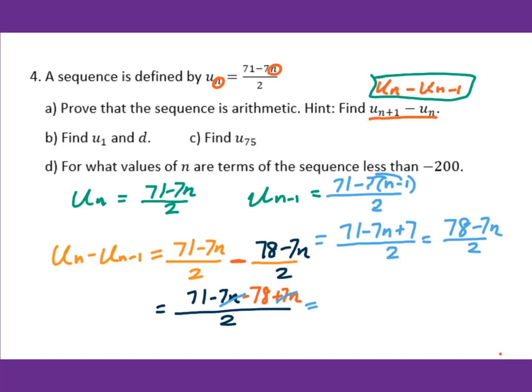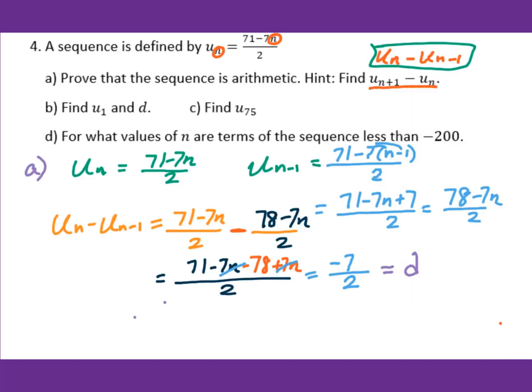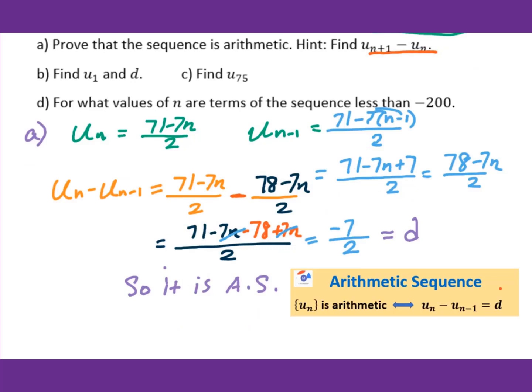Combine like terms, you will get negative 7 over 2. Since this is a constant d, it is an arithmetic sequence. You need to remember that when you want to prove a sequence is an arithmetic sequence, you just need to do this part: the term minus the previous term equals a constant, and the sequence is an arithmetic sequence.